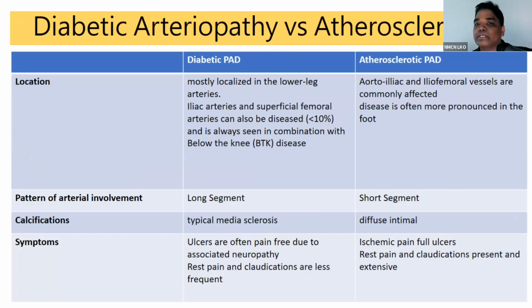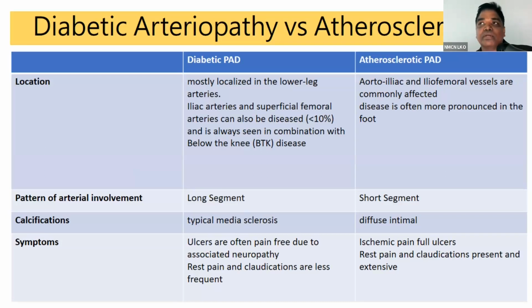So before we go further, we have to differentiate diabetic peripheral arterial disease from atherosclerotic peripheral arterial disease. Diabetic peripheral arterial disease generally is localized to the lower leg, that is mainly below the knee. The iliac arteries and the superficial femoral artery can sometimes be involved, but they are involved in less than 10% of cases. And usually the involvement is associated with below the knee involvement of the arteries. Atherosclerotic disease, on the other hand, generally involves the iliac and the iliofemoral vessels, although the disease is more pronounced in the foot because of very low flow seen in the foot.